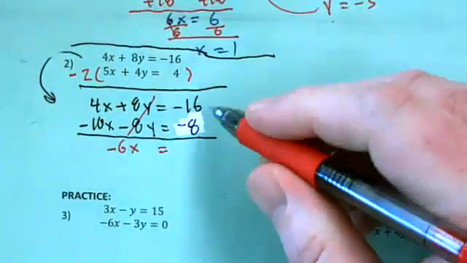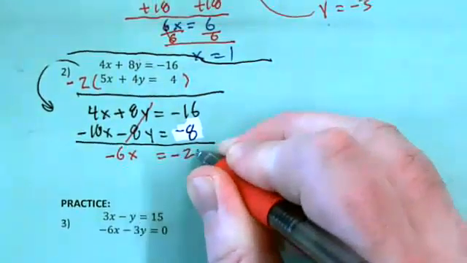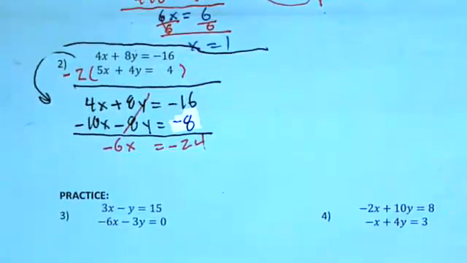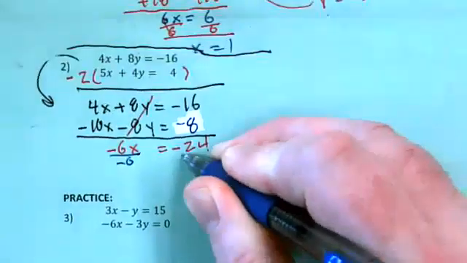And I've got -16 minus 8. That's -24. So -6x equals -24. We know how to solve that. How am I going to get rid of that -6 on the x? Divide it. Yep, divide on both sides by -6.